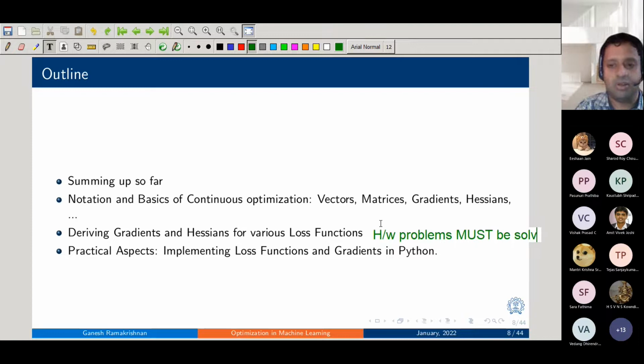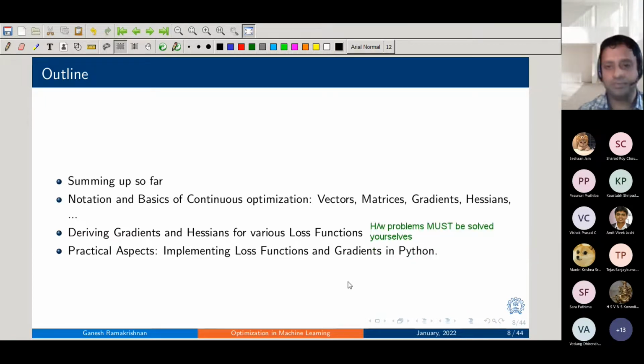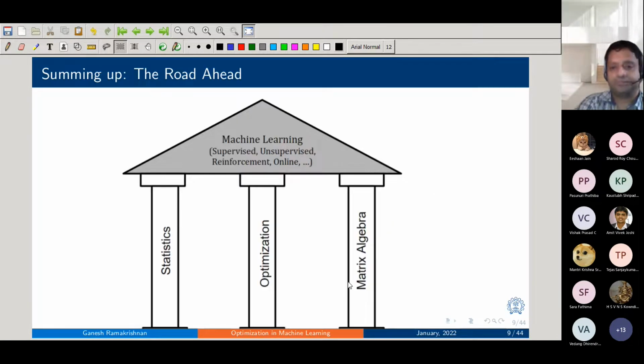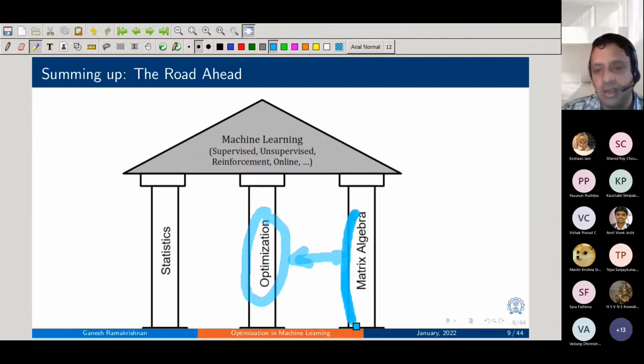They must be solved yourselves. Okay, and we'll see these for several specific loss functions from machine learning. The first assignment will also deal with gradients in Python, how to compute gradients in Python, etc. So the road ahead, we'll now build a lot on optimization. We have already seen how statistics plays a key role, and we'll again make a lot of use of matrix algebra as we wade through optimization.